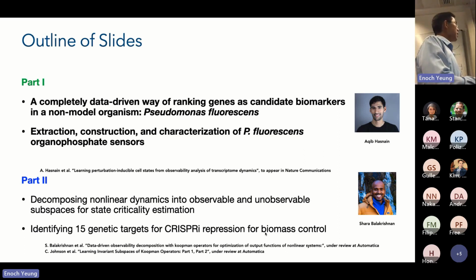And so in the first part, I'm going to talk about a completely data-driven way of ranking genes as candidate biomarkers in a non-model organism. There's a little bit of math.